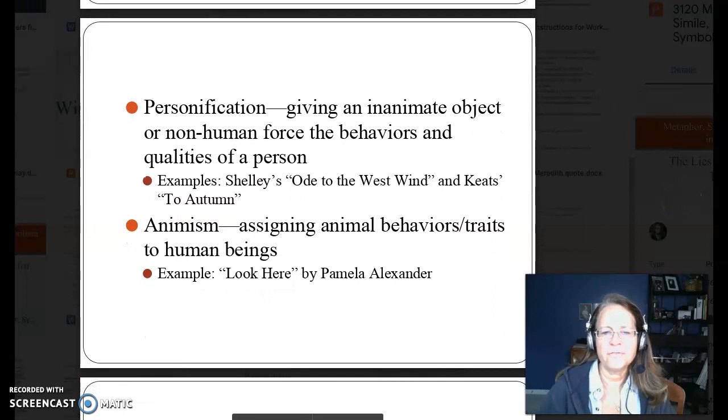Personification is another familiar figure of speech. I've seen many of you using this in your poetry, but we also have good examples in the previous chapter. Ode to the West Wind is one. Keats's To Autumn is another one. Animism is similar to personification, except that in this case you assign animal behaviors or traits to human beings. So if we describe someone as bear-like, if we use the word paws or rooting in the dirt to describe a person's activities, we are assigning animal traits or qualities to that person.